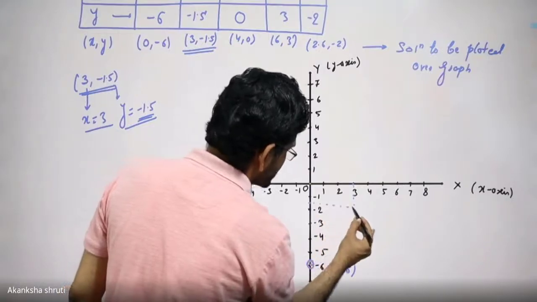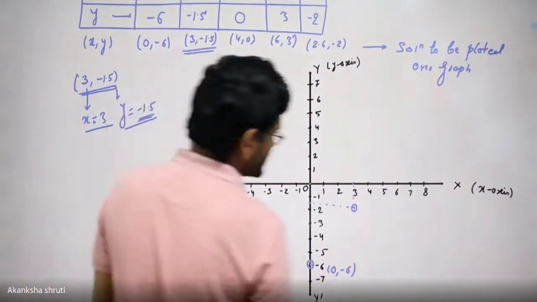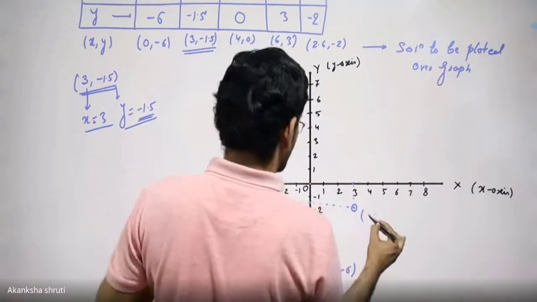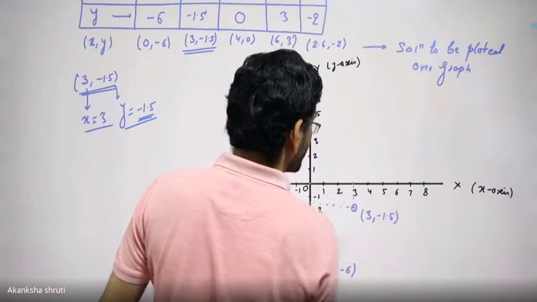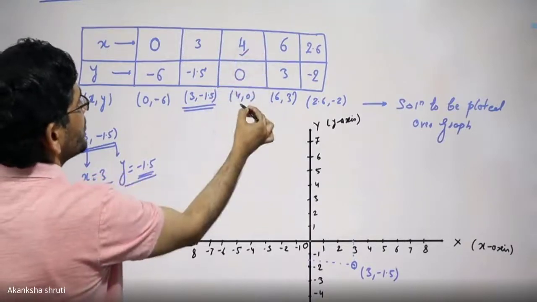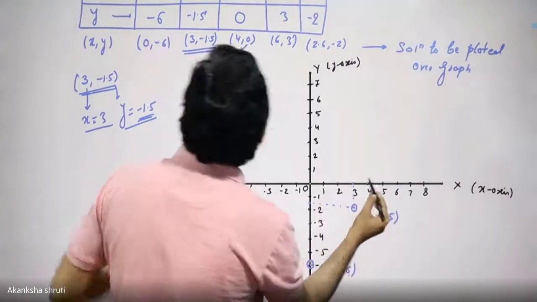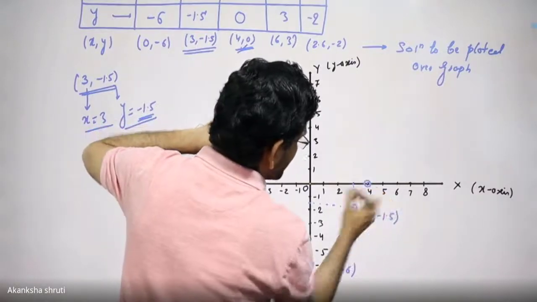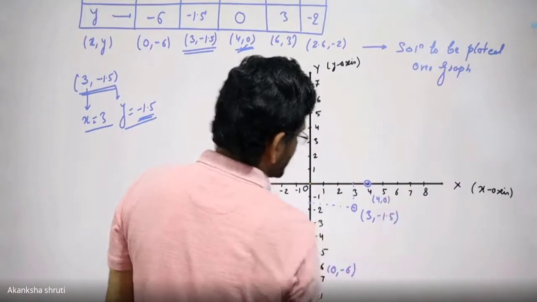So take another horizontal line here. Wherever these two intersect, that will be the point, x is 3 and y is -1.5. Students, let us come to the third point, where x is 4 and y is 0. It means we need to move 4 units on the x-axis, and on the y-axis we need not move anywhere. So this itself is the point, 4, 0.